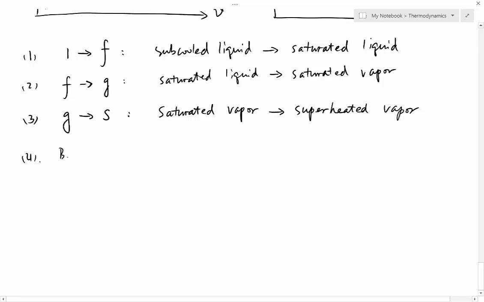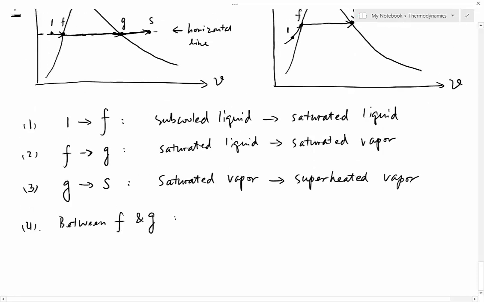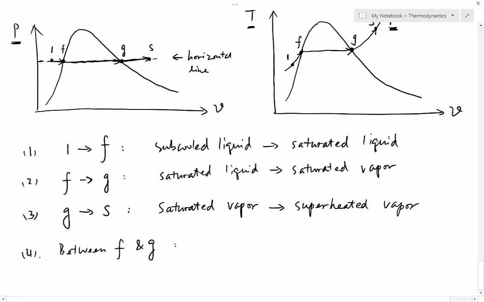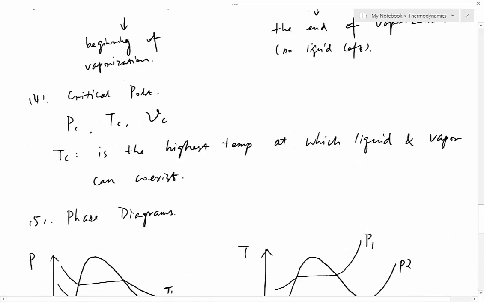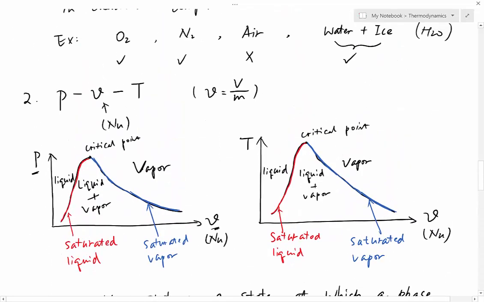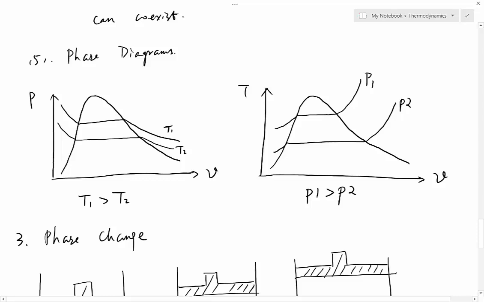What if the point is between F and G? If you take a look, what's between F and G? If the point is between F and G, it's within the vapor dome. If the point is within the vapor dome, what is the phase of the substance? If you forgot, let's go back to the diagrams. If a point is located within the vapor dome, it's a mixture of liquid and vapor. Okay?